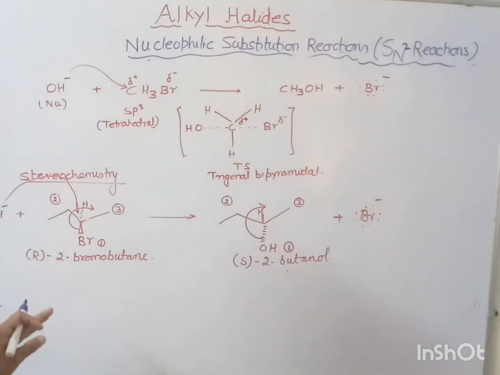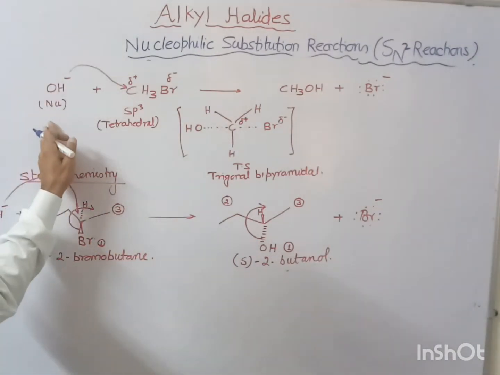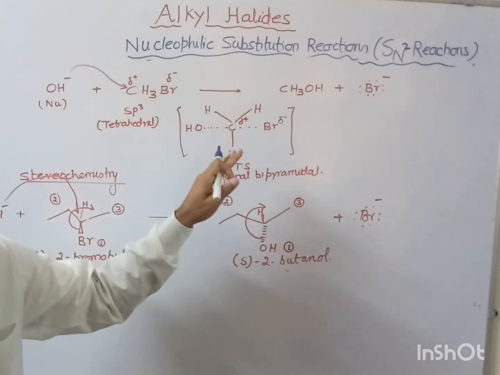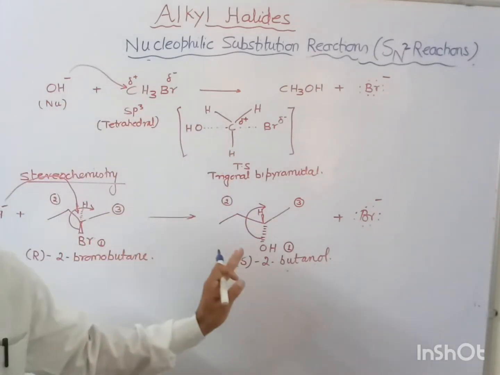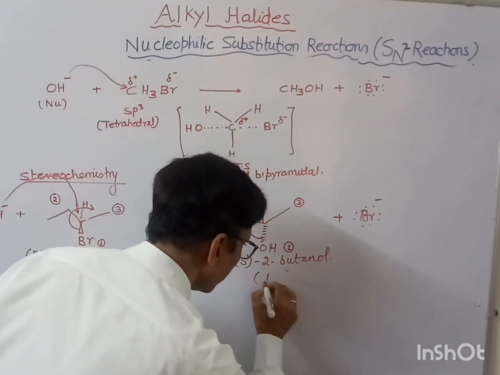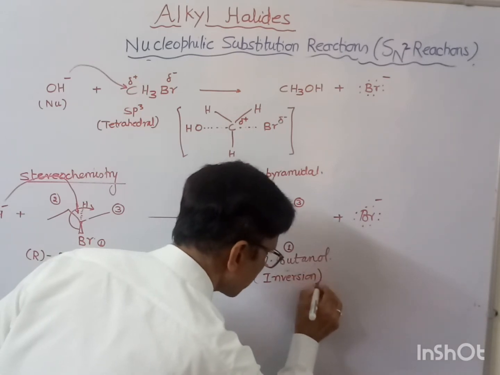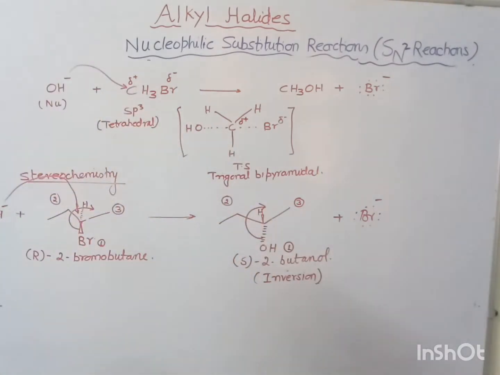So we should remember that in an SN2 reaction, the hydroxide ion always attacks from the back side, and we get the inversion product. So here we get the inversion product. Inversion of configuration takes place. Okay, now let's see some examples.